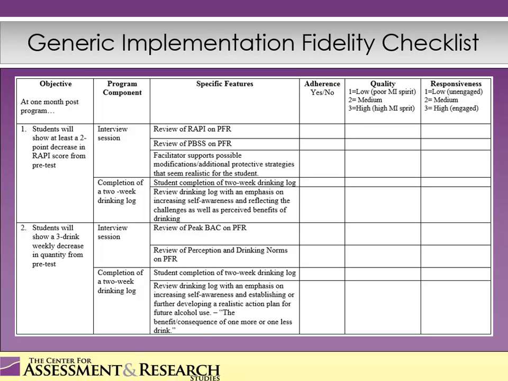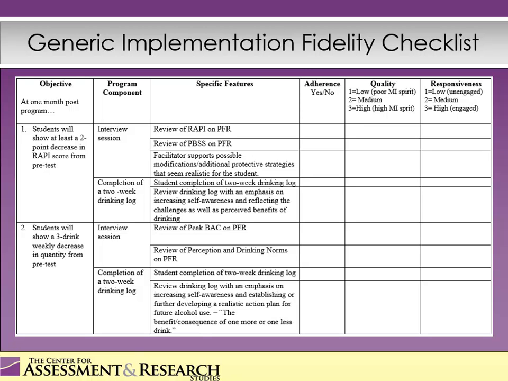Notice that each of the 5 components of implementation fidelity are represented in the columns of the checklist. We have program components, specific features, adherence, quality, and responsiveness. Also, notice that each of the specific features describe the aspect of the programming that will provide students opportunities to meet the objectives or opportunities to learn.